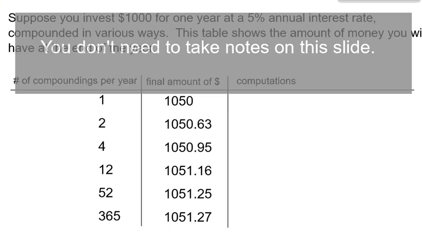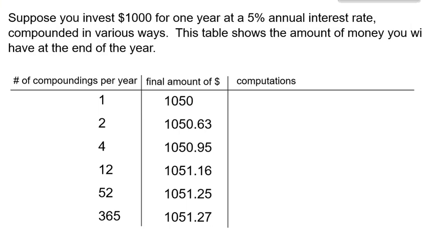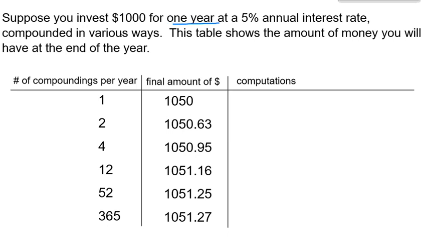Something different happens in this scenario. Suppose you invest $1,000, so the same investment amount, but this time just for 1 year at a 5% annual interest rate, the same interest rate. However, this time we're going to compound the money in various ways. Compounding is how many times per year you actually earn interest on your money. The table shows the amount of money you will have at the end of the 1 year. All of these values are just the amount of money at the end of 1 year.